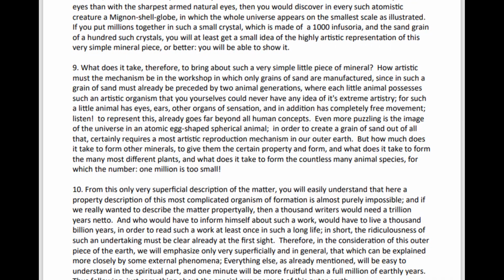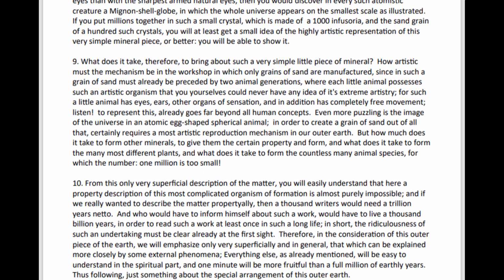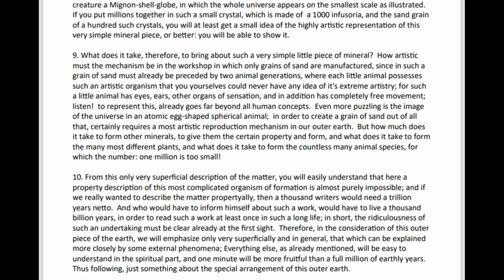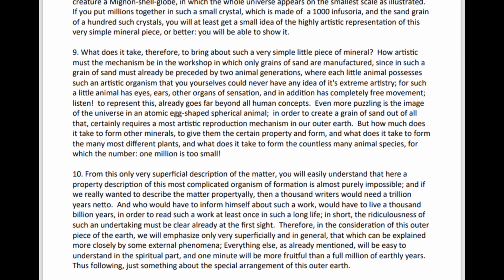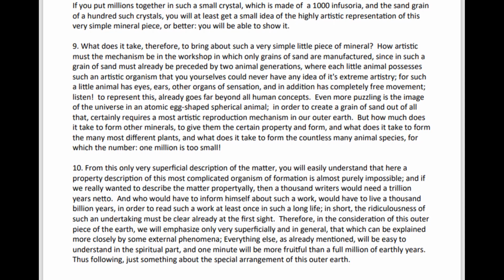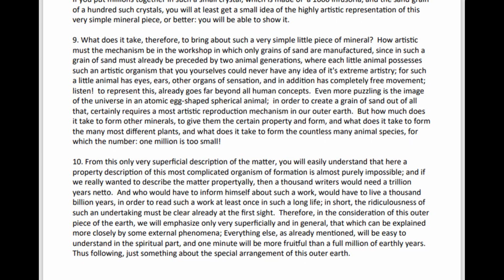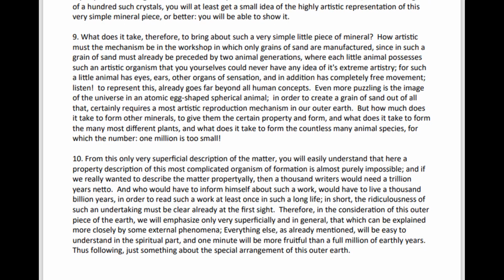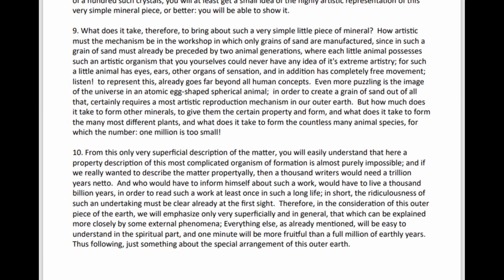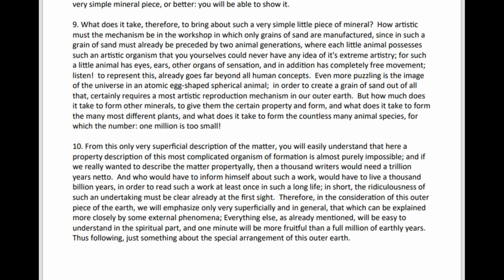From this only very superficial description of the matter, you will easily understand that here a property description of this most complicated organism of formation is almost purely impossible. And if we really wanted to describe the matter properly, then 1,000 writers would need 1 trillion years netto. And whoever would have to inform himself about such a work would have to live 1,000 billion years in order to read such a work at least once in such a long life. In short, the ridiculousness of such an undertaking must be clear already at the first sight.